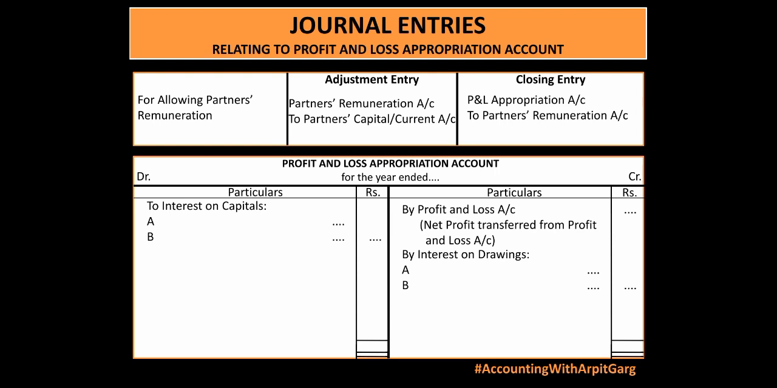So here profit and loss appropriation account is debited, so partners remuneration will be shown on the debit side of the account.